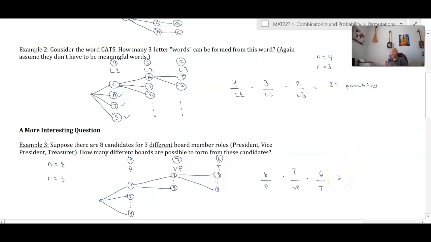8 times 7 is 56. 56 times 6 is 336 permutations. Okay, in this case, the permutations represents the number of boards that can be formed. So there's a lot of different ways that those 3 seats can be filled. There are 336 of them. And remember, that includes the same 3 people multiple times, except in just different rearrangements of those positions. So president could be, like we said, Sue, vice president, Dave, treasurer, Jane, or Jane, Dave, Sue, or Jane, Sue, Dave. And there are a number of ways that we can rearrange those 3 people. But they're all important because we're assuming that the first person listed is the president, then the vice president, then the treasurer.